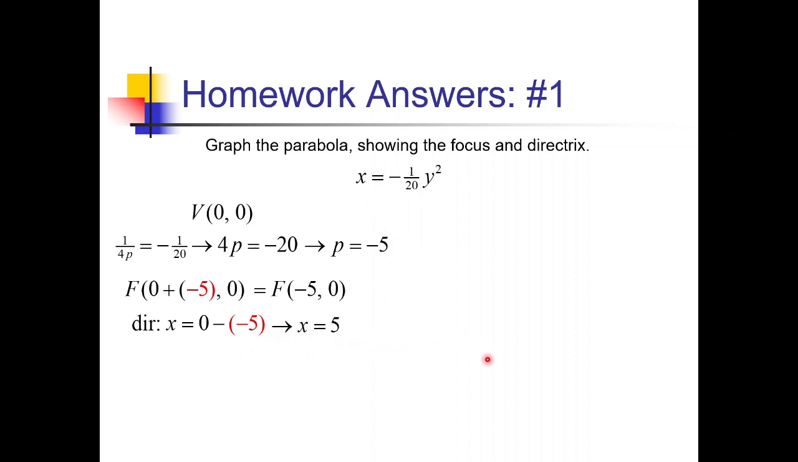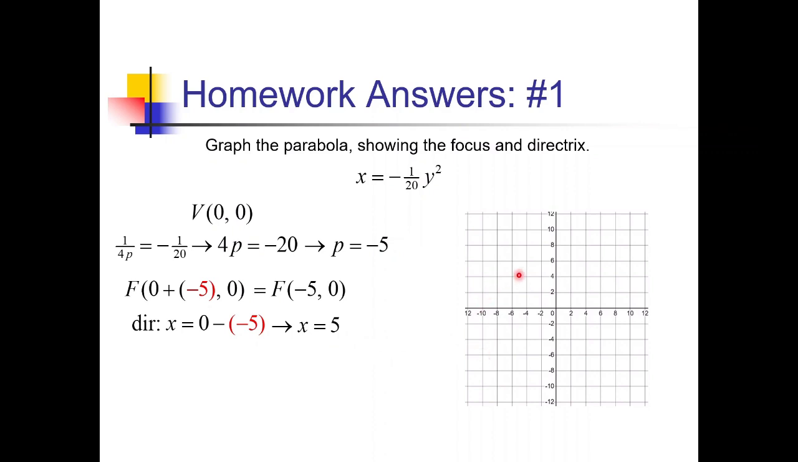And now it's time to graph all this. So here's my vertex at 0, 0. Here is my focus at negative 5 comma 0. And here is my directrix at x equals 5. It's a line going through x equals 5.